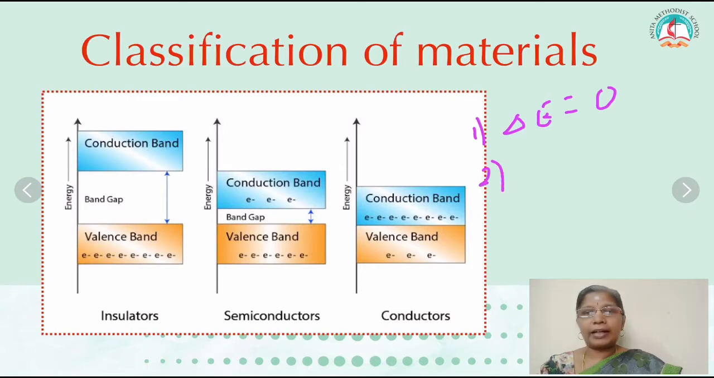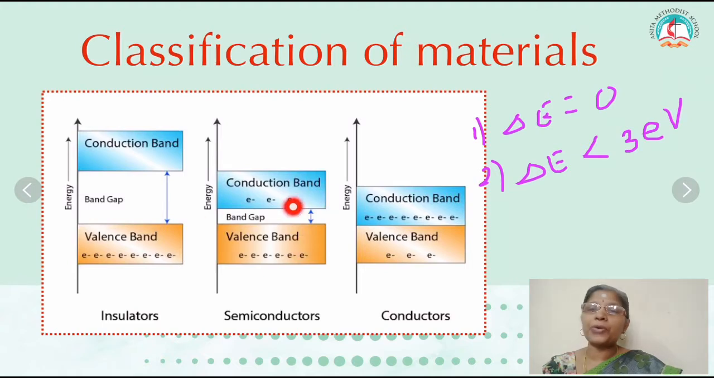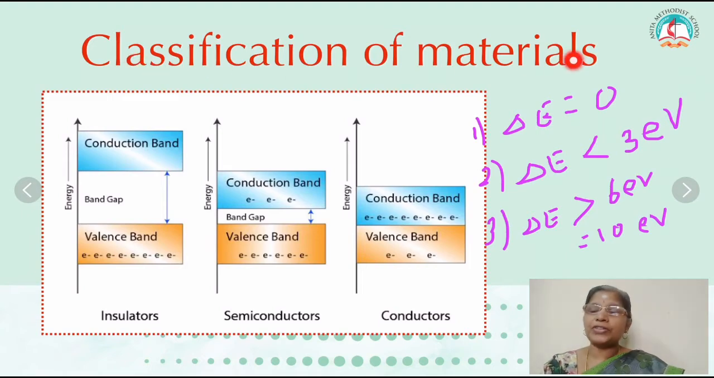The second one is semiconductors. The forbidden energy gap value is less than 3 electron volt. You see, the gap between the valence band and the conduction band is narrow here. So that is semiconductor. The last one is insulator. The forbidden energy gap is greater than 6 electron volt. For glass, that value is equal to 10 electron volt. Like this, when a high value is there, that is called insulators. So with the help of the forbidden energy gap you are dividing the materials into conductors, semiconductors and insulators.